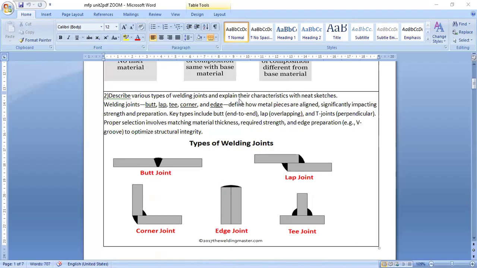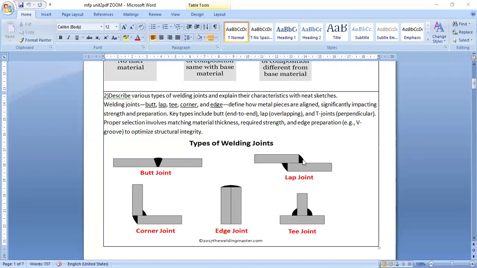Next, the second question is about types of welding. Describe various types of welding joints and explain their characteristics with neat sketches. Here you can see a butt joint, with a V shape in between. One workpiece is up and one workpiece is down; this end is joined with the upside, and the upside is joined with the downside.